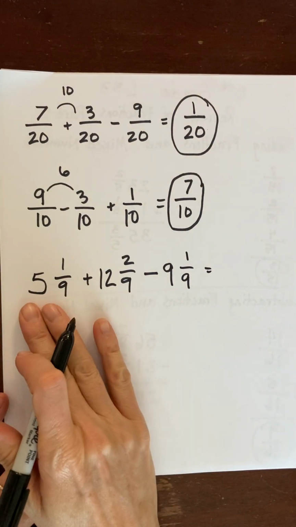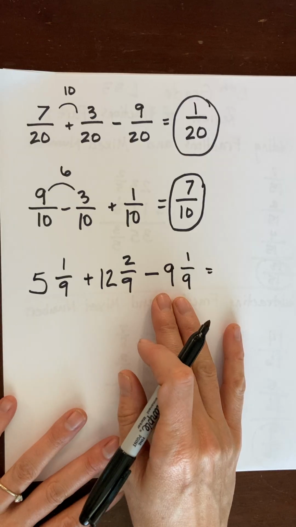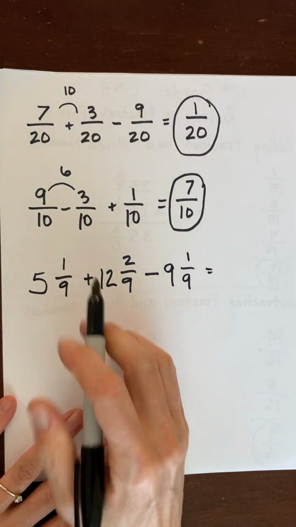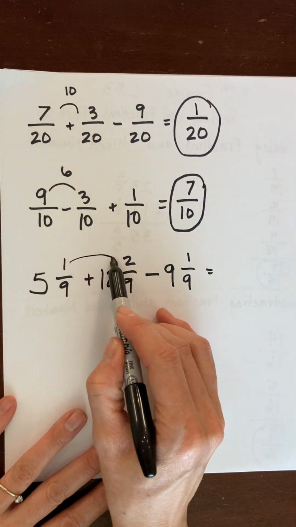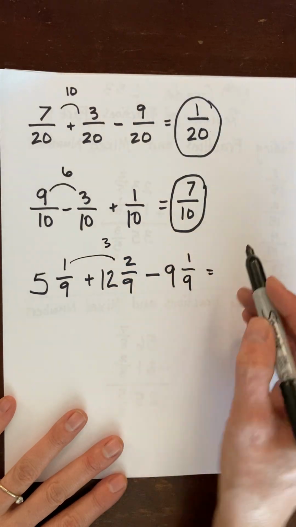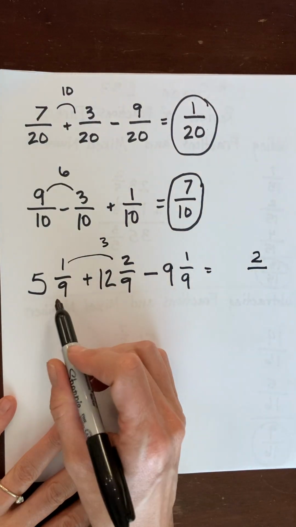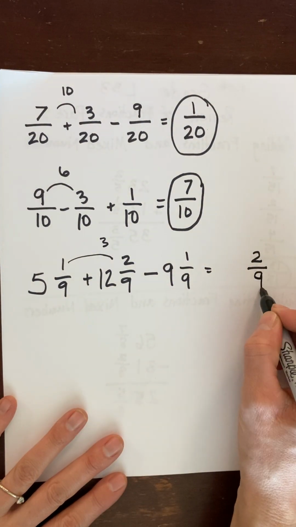For this last example, we also are going horizontal, but we have a mix of addition and subtraction with mixed numbers. So we're going to go ahead and start with the fractional part. So 1 plus 2 is 3. 3 minus 1 is going to be 2. I'm going to give myself some space to write my whole number here. Our denominator is 9, so we're going to keep that over there.